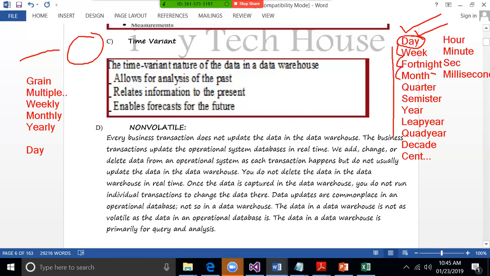Whereas if you maintain month wise, lower is not possible, only upper is possible. So in this picture, according to this, this is not possible, and this is possible. Okay.